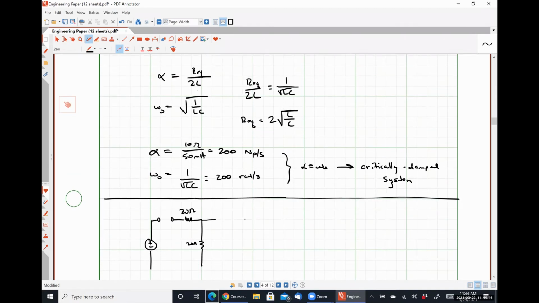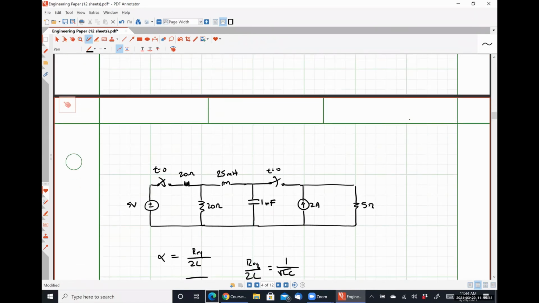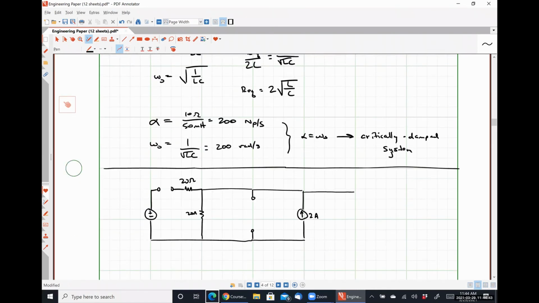Our inductor is going to be a short circuit. Our capacitor is going to be an open circuit. Our right switch is closed. So here we have our current source, which I believe I said was 2 amps. And then we have our 5 ohm resistor way out over here.